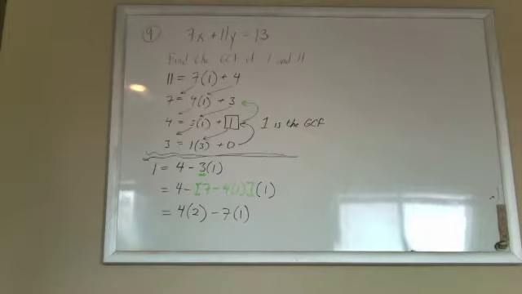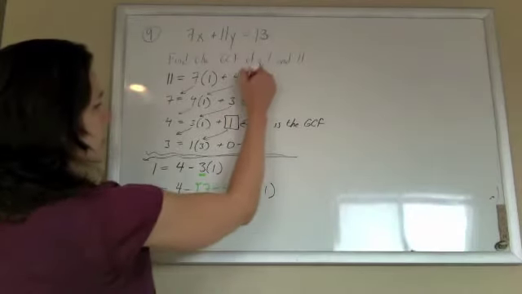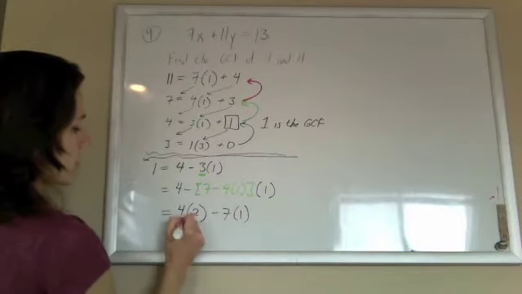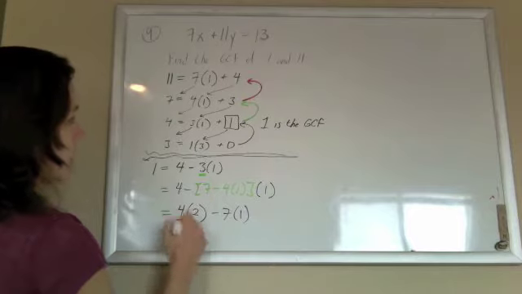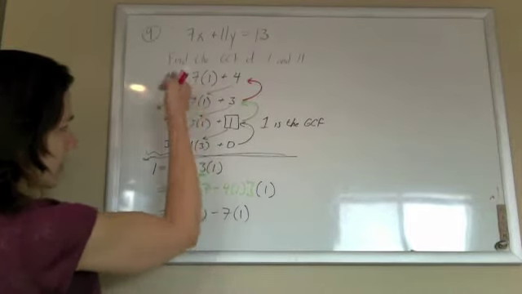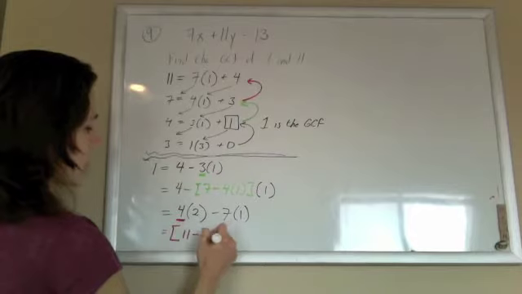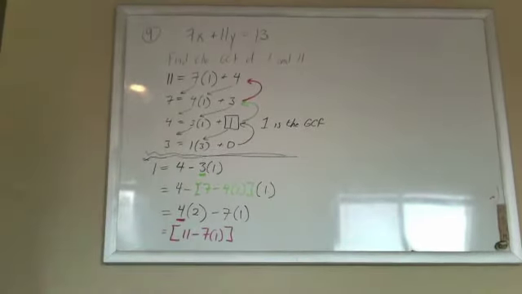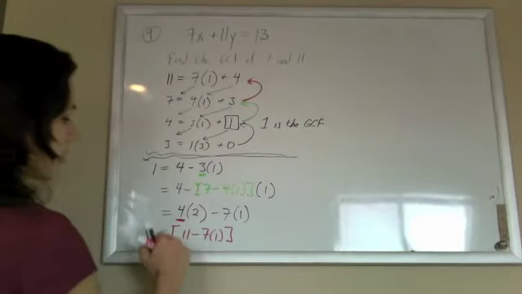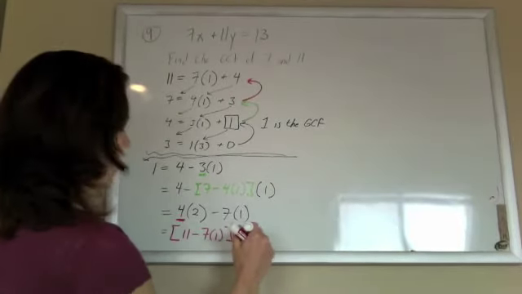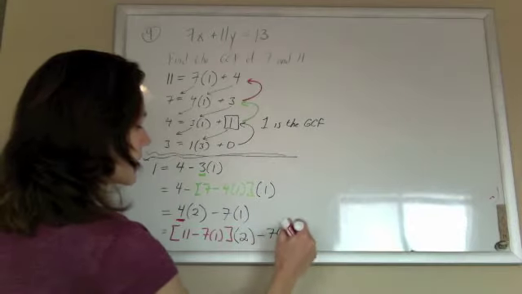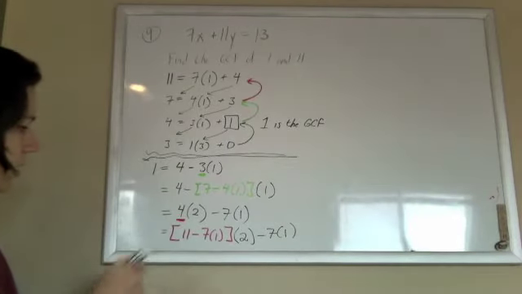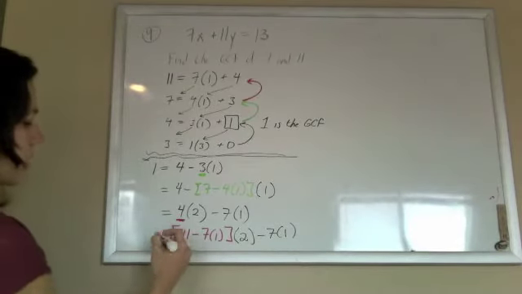So back up to this one, replace the 4 with what it equals. 4 is 11 minus 7. And then the rest of this will stay the same. So that was my 4. This is my 2. It's 7 times 1. And then we're going to gather this stuff here.